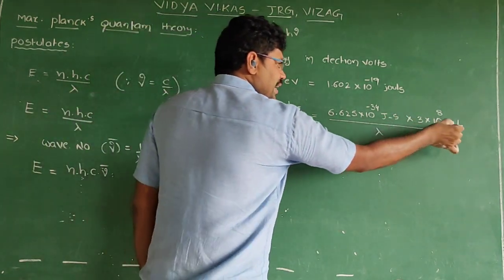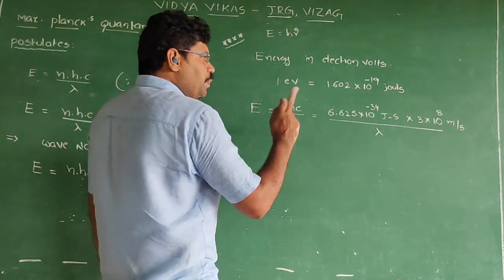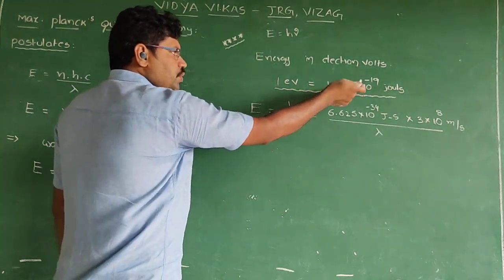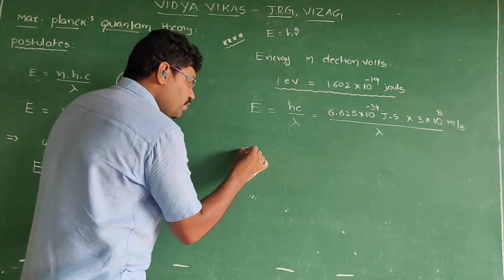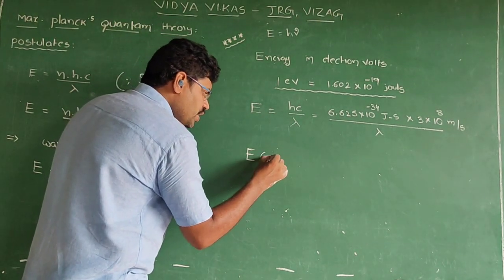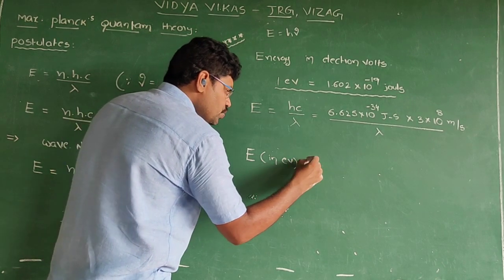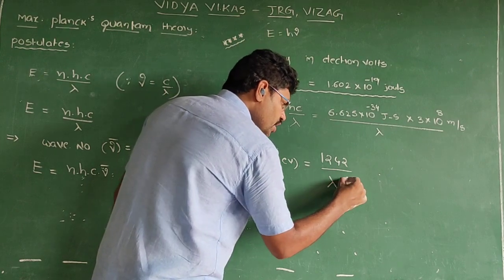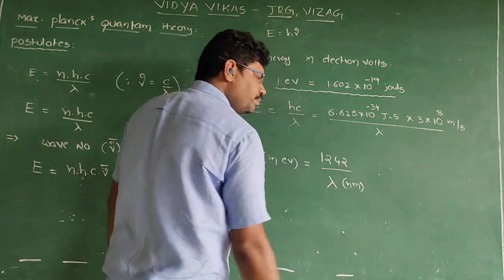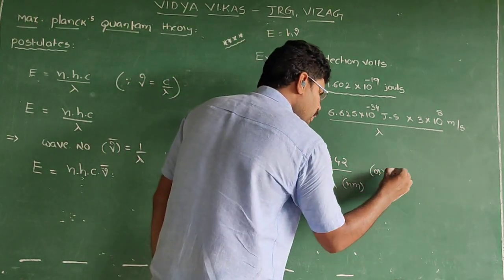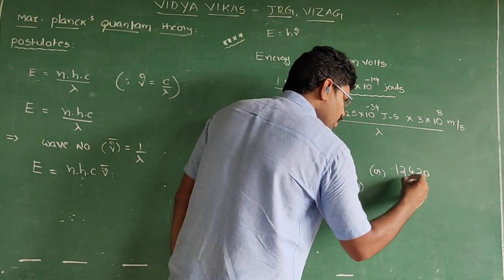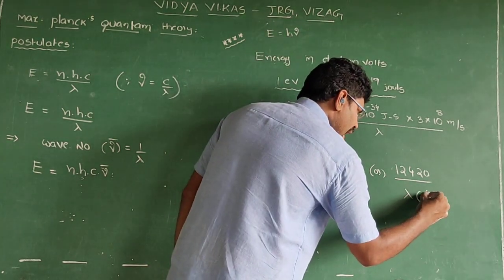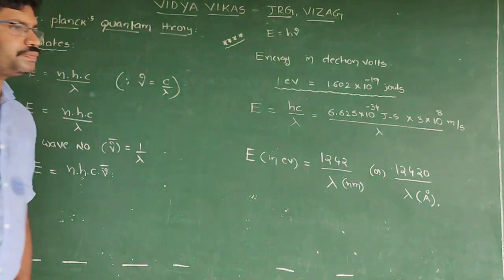So here the seconds cancel, and we replace using the relation 1 electron volt is equal to 1.602 into 10 power minus 19 joules. Then we get the energy of emitted radiation in electron volts. We have the formula simply 1242 by lambda, if we substitute lambda in nanometers, or simply 12420 by lambda, if we substitute lambda in angstroms, dear students.